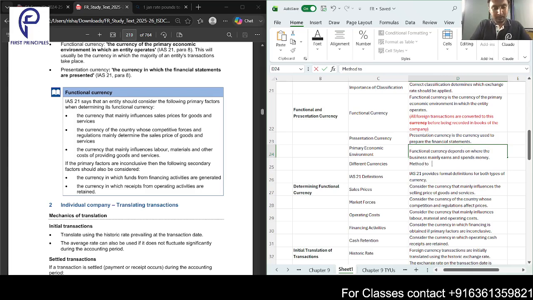is follow a method to determine the functional currency of a global company. Okay, how will you find it? So first you look into primary factors, right? That one currency that affects the sales price the most or the cost the most, that will be your primary factors. So first you look into primary factors.